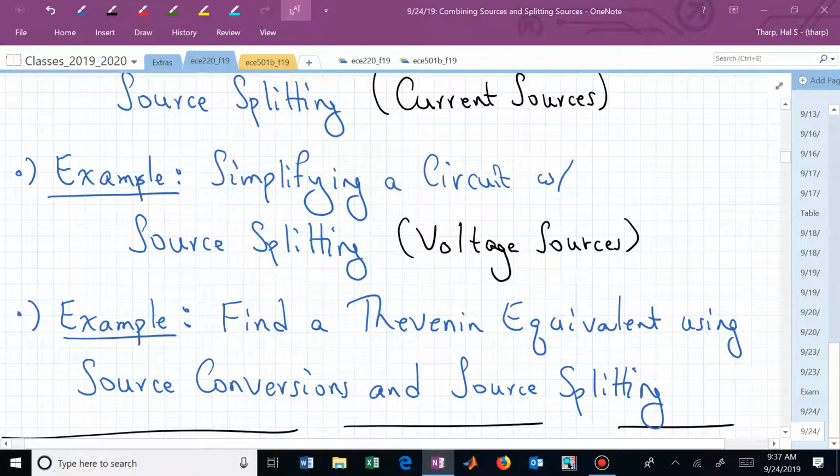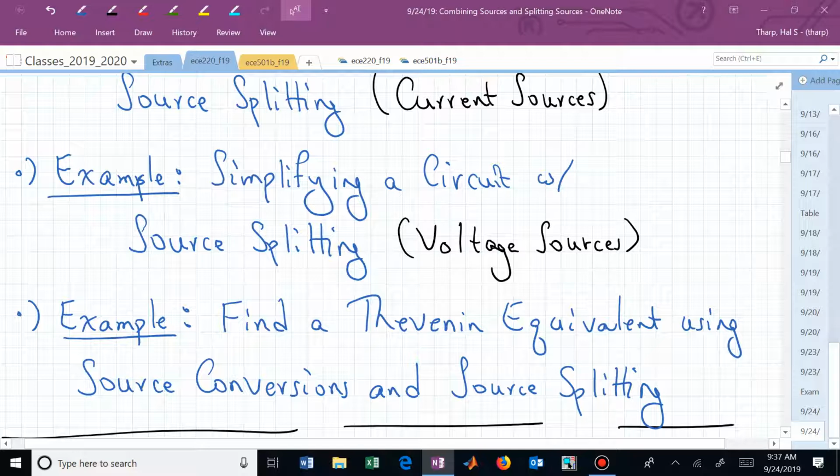I know you don't want to go anywhere today other than this classroom. We're just stuck here. So we'll do this example as well. It may be noon, but that's okay. This one now is trying to boil everything down to one Thevenin equivalent, and we're going to do that by combining and splitting as we go, as needed.